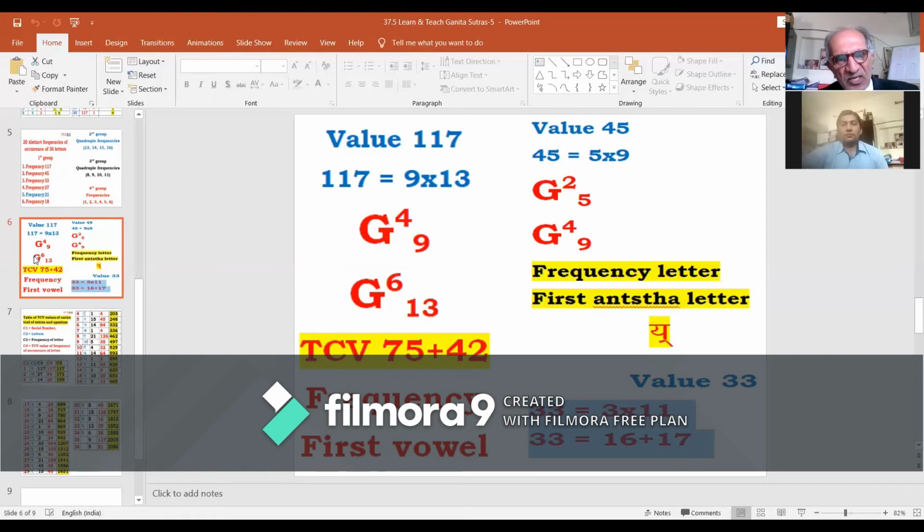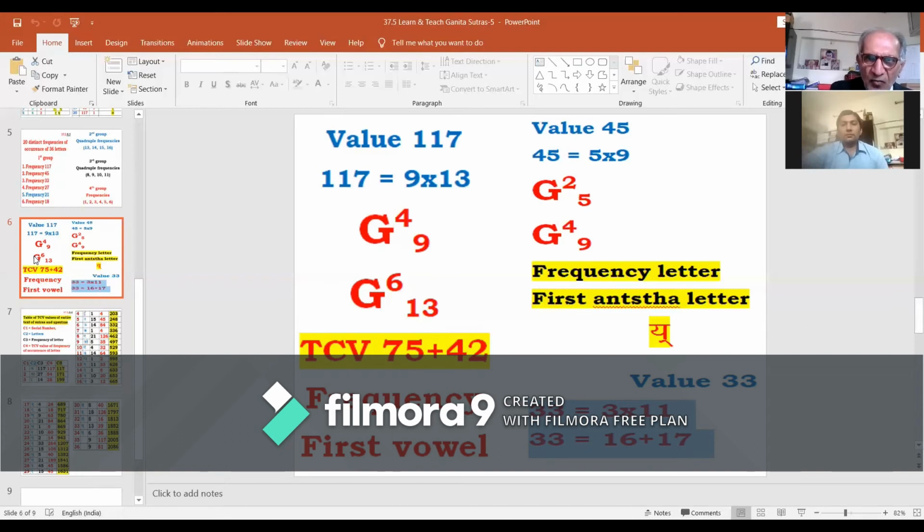as that Ganita Sutra's mathematical domain is going to be of the format features in terms of which we can have a chase of the Vedic domain itself. Now, this frequency 45 is of once occurrence and it is the frequency of the first antastha letter Ya.